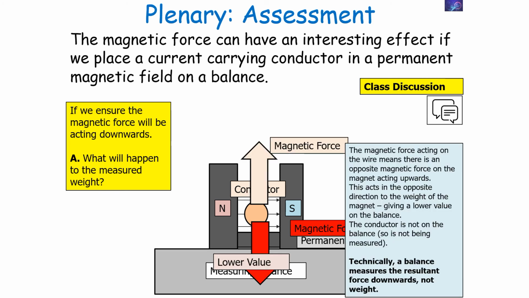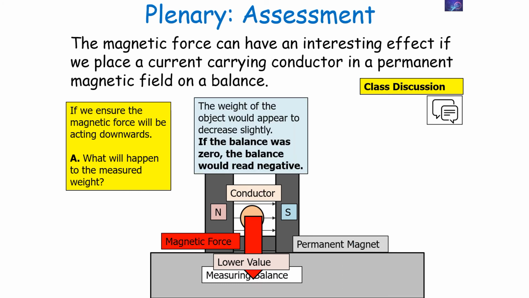Well, the actual value on the balance would go down, because whilst there's a magnetic force acting downwards on the wire, on the electromagnet, there must be a magnetic force acting upwards on the permanent magnet, because of Newton's third law and equal yet opposite forces. Because the balance is measuring the resultant force downwards on the permanent magnet, and there's a force acting upwards on it, the overall resultant force downwards is lower, so the value measured is lower. So the weight of the object would appear to decrease slightly. If the balance was at 0, the balance would read a negative value.